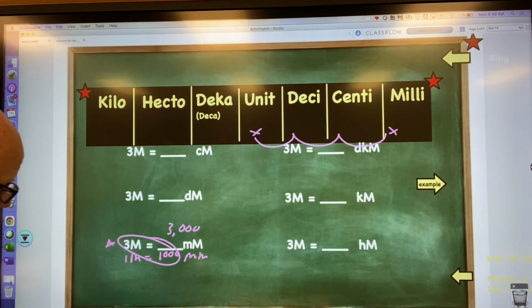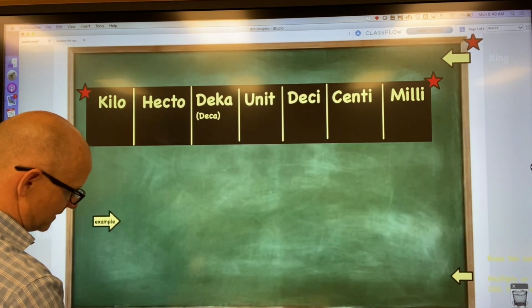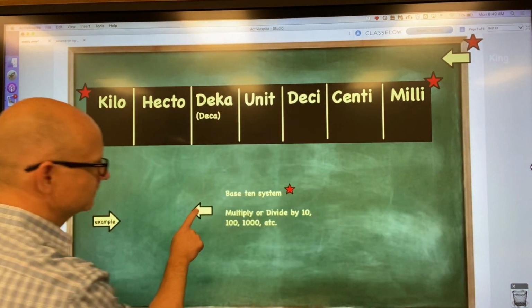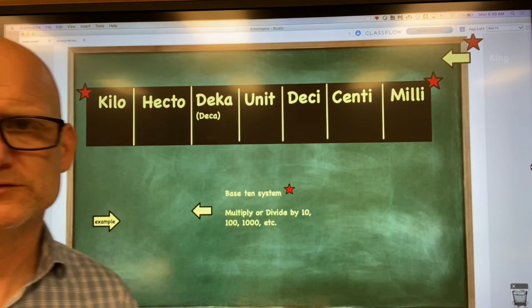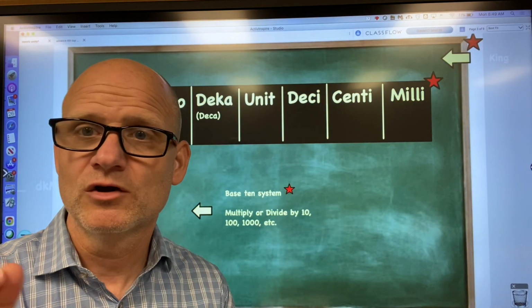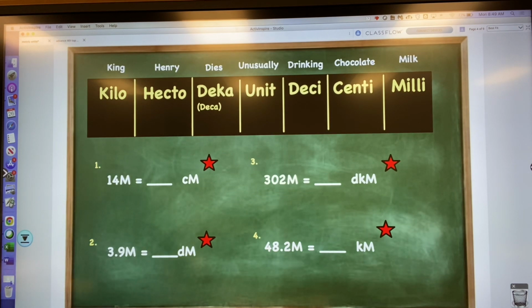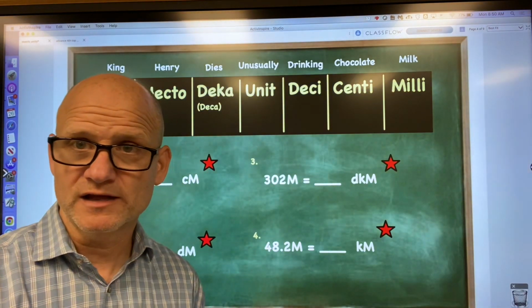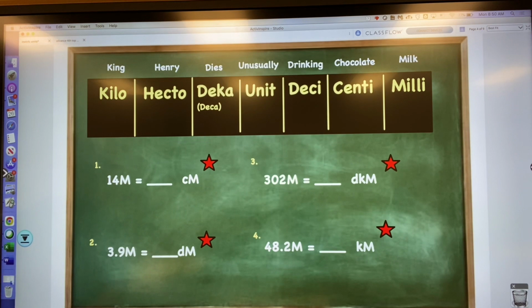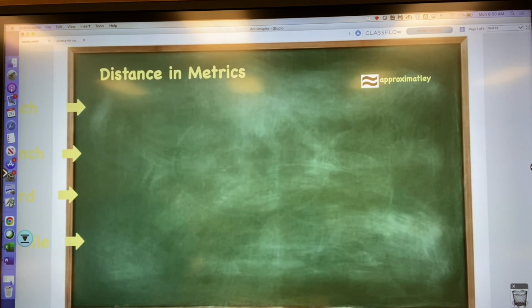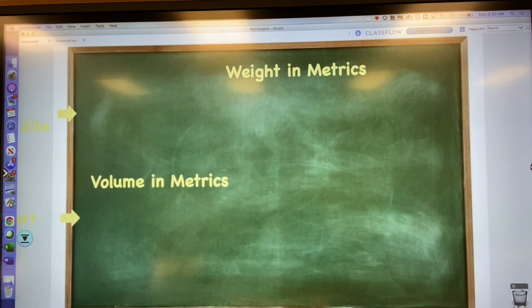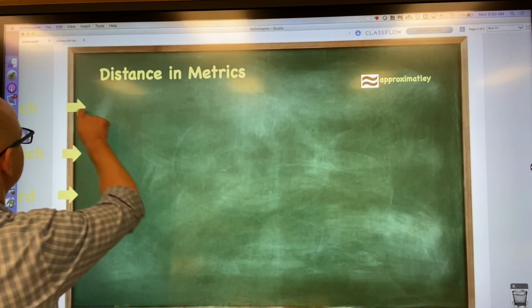All right. Let's see here. What did I write down here anyway? Oh, go ahead and press pause and write this down too. It's a base 10 system. You're either going to multiply or divide by tens, hundreds, or thousands. So here's what I want you to do. I want you to solve these 4 problems that we're going to go over during class. Press pause, work on these. And I think that's all I want to talk to you guys about.